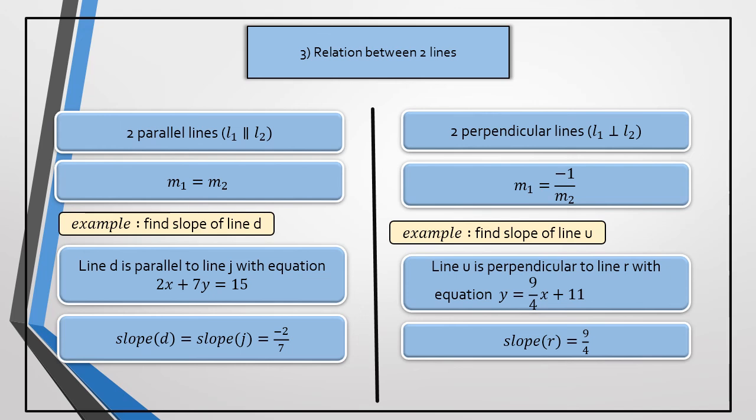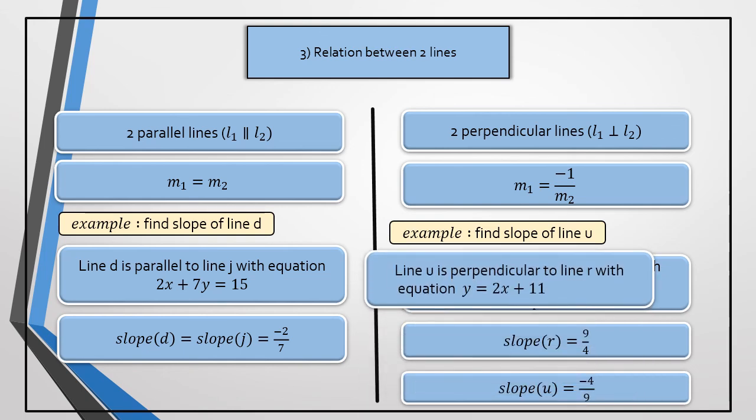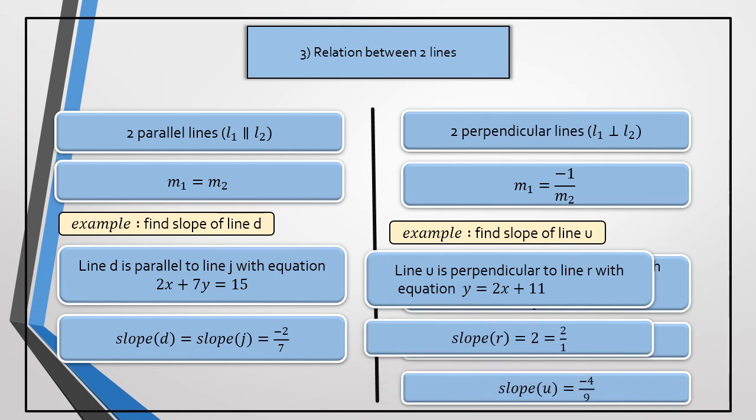An easy way to calculate the slope of line U is to change the position of the numbers of the numerator and the denominator and change the sign. Then the slope of line U will equal minus 4 over 9. As you can see, we changed the position of 4 from down to up and 9 from up to down, and we changed the sign. Let's take another example. Line U is perpendicular to line R with equation y equals 2x plus 11. Then the slope of line R equals 2, which means 2 over 1. Then the slope of line U will equal minus 1 over 2.